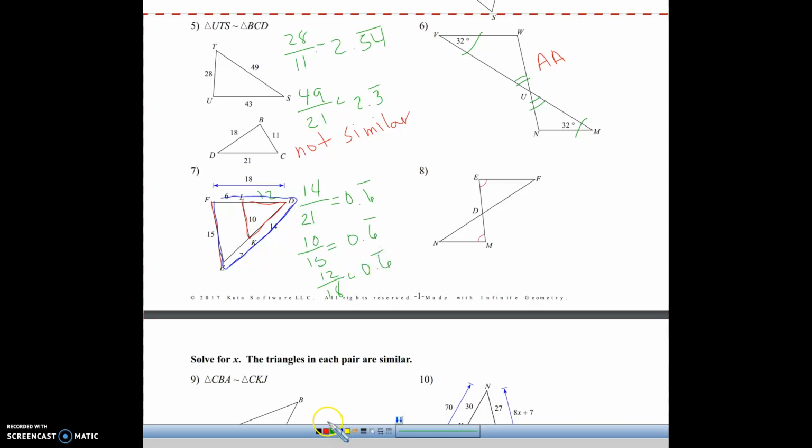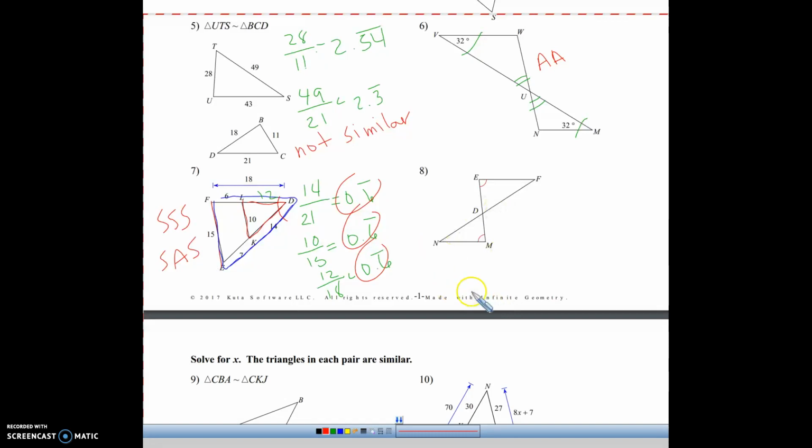Now, I've just shown that all three sets of sides are proportional. So on this one, side, side, side works. But also, they do share this angle D, so you could use side, angle, side. Either of those works on number 7.